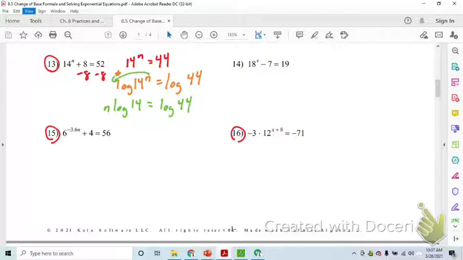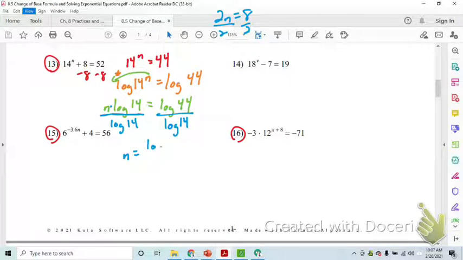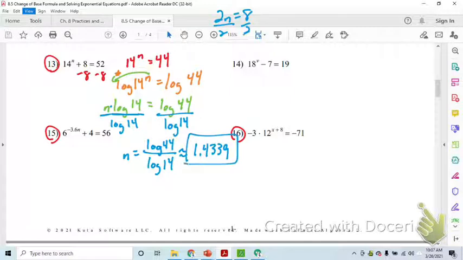Then I'm trying to get n by itself since those are being multiplied. It's literally just like having 2n equals 8. We divide both sides by 2. Since these two are being multiplied, we're dividing both sides by log of 14. Not 14, but log of 14. It's a different number. So then we end up with n is equal to log 44 over log 14, which is going to be approximately, and we're talking number 13 here, 1.4339, because we're going 4 decimal places there. So that'll be your approximate answer for number 13.